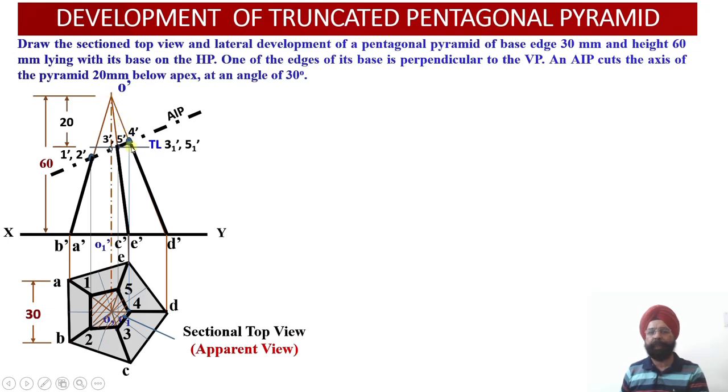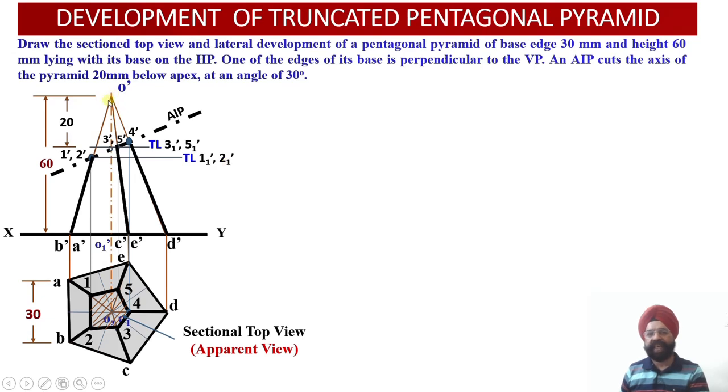So these will represent the true lengths corresponding to the points of intersection 3 and 5, right? Similarly, from 1 dash and 2 dash, once again, I will be drawing a horizontal locus line so that it intersects with the true length at the points 1 dash and 2 dash.